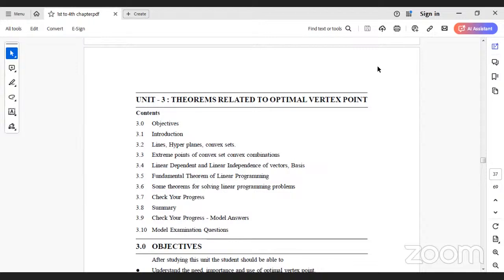Komal, am I audible? Yes, sir. Heavy rain. Where are you? See here.